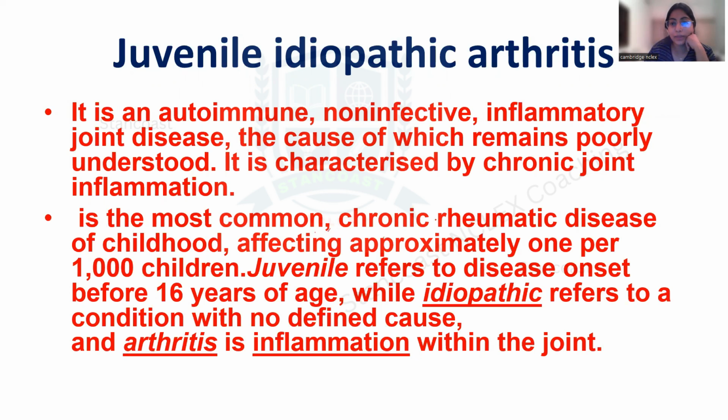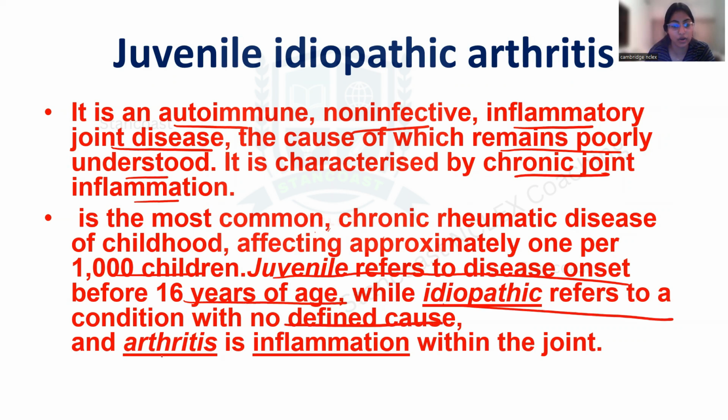So juvenile idiopathic arthritis is an autoimmune, non-infective, inflammatory joint disease, the cause of which remains poorly understood. This is characterized by chronic joint inflammation. It is the most common chronic rheumatic disease of childhood, affecting approximately 1 per 1,000 children. Juvenile refers to disease onset before 16 years of age, while idiopathic refers to a condition with no defined cause, and arthritis is inflammation within a joint.